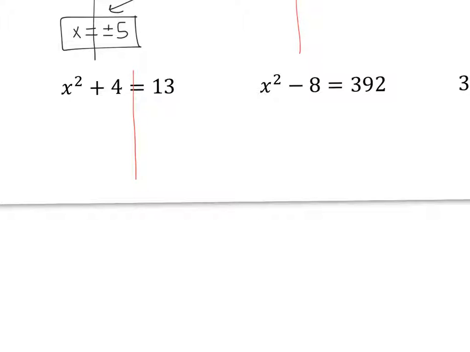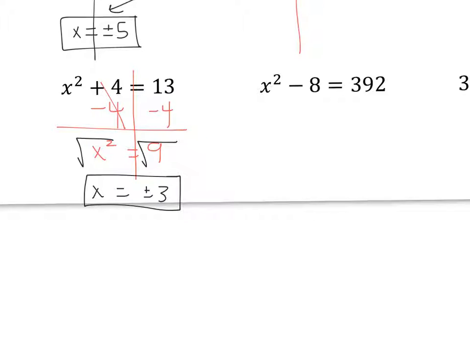Okay, now before I can get to my variable x here, I have to get rid of this 4. So I have to subtract 4 from both sides. When I do that, I'm left with x squared equals 13 minus 4, which is 9. And now to undo something being squared, I will take the square root. The square root and squaring are inverse operations and they cancel out. So I'm left with x equals plus or minus 3.